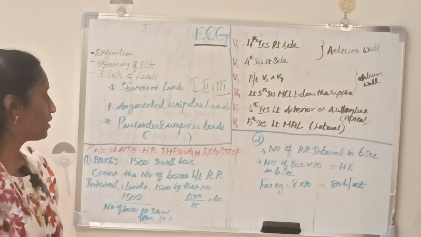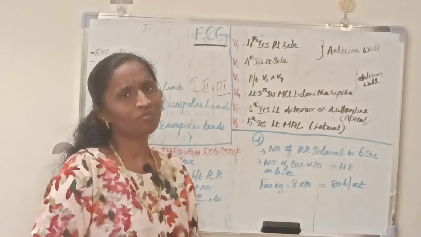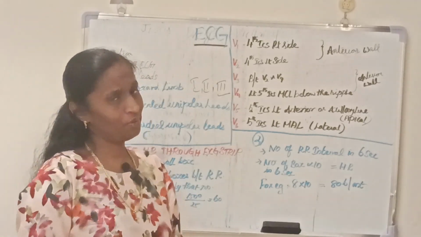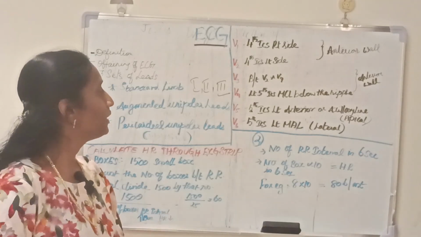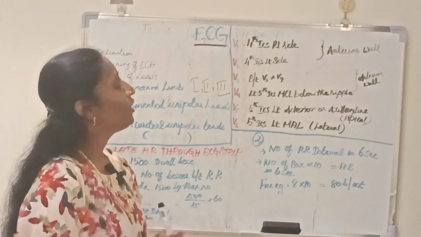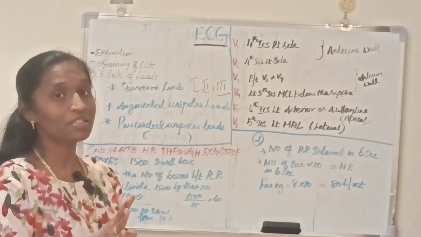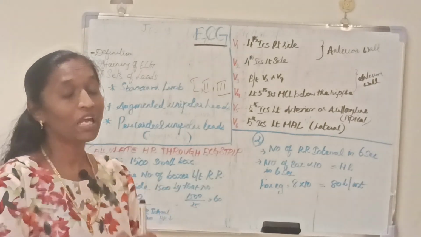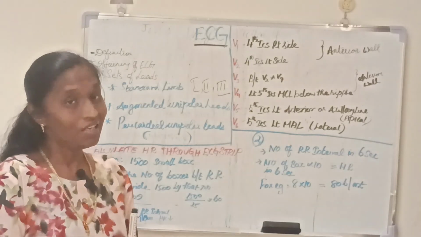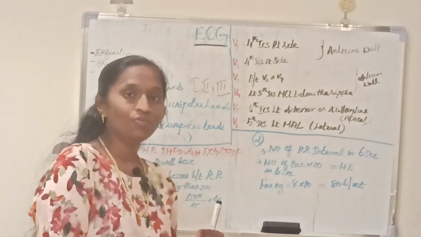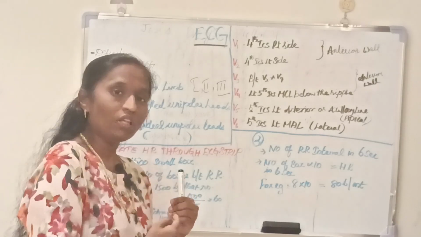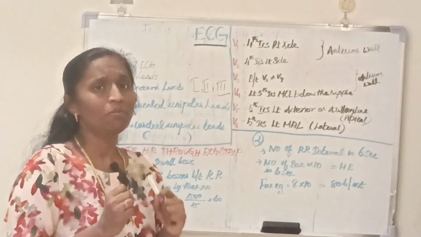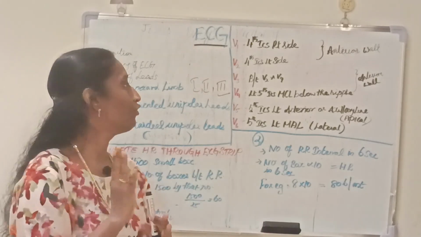Okay. The next is the placement of the electrodes on the chest wall of a person. So when you come to the placement of the leads, the first lead is V1. V1 we have to place in the fourth intercostal space on the left side, on the right side. Sorry, V1 we have to place in the fourth intercostal space on the right side. V2 we have to place in the fourth intercostal space on the left side. V3 we have to place between V2 and V4.